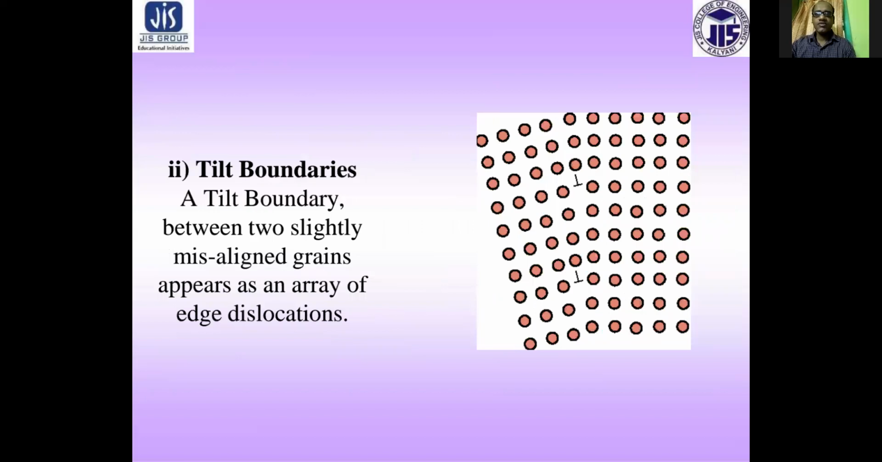Next is the tilt boundary. A tilt boundary between two slightly misaligned grains appears as an array of edge dislocations. So in a tilt boundary, edge dislocations are seen, and the misaligned grains appear as an array of edge dislocations. So there are many edge dislocations present in the tilt boundary.